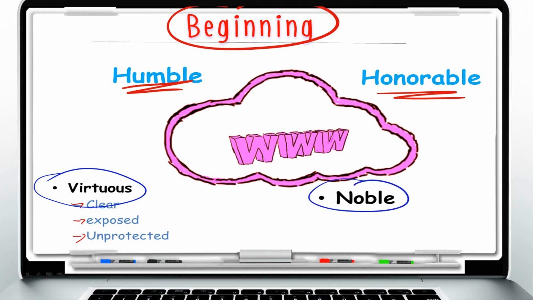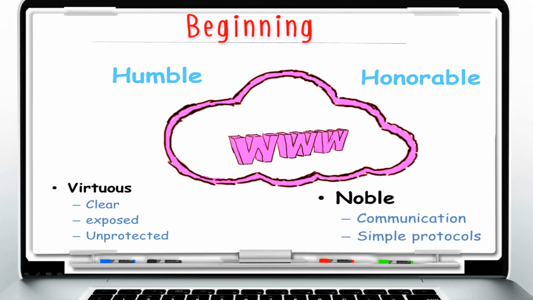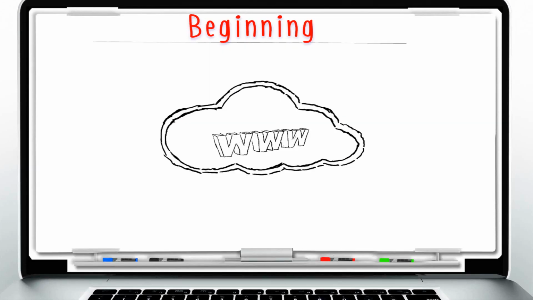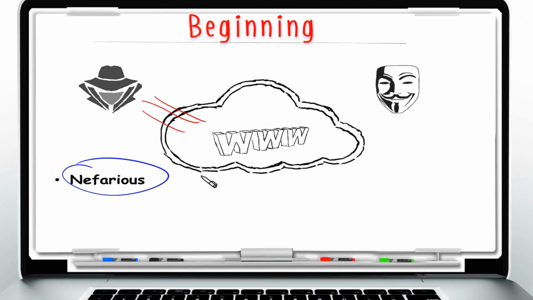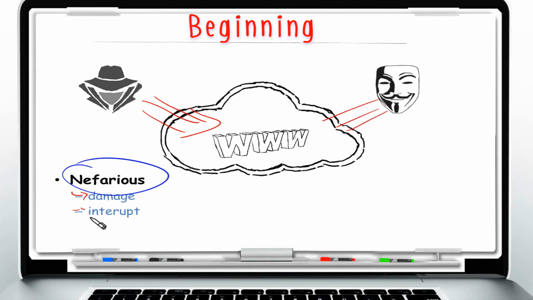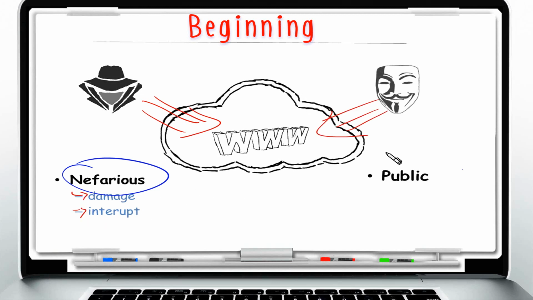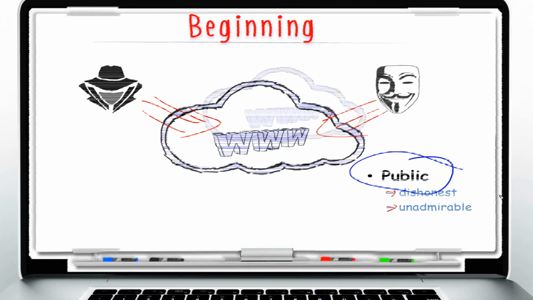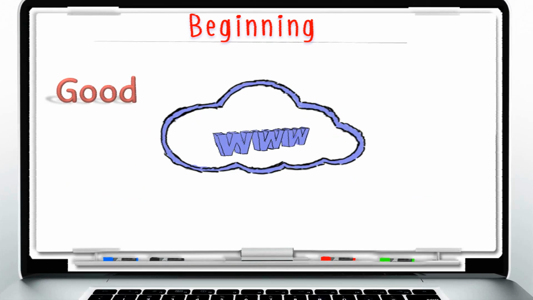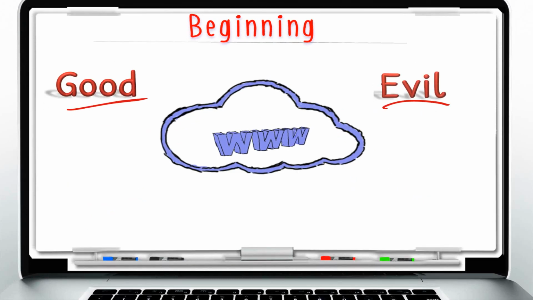It was used mostly for various methods of communication using very simplistic protocols. But as the internet grew larger, there started to be nefarious interests on the internet, lurking and observing, either to cause damage or interrupt the daily workflow. After all, it was a public infrastructure, and their motives were not always honest and admirable. And even today, the internet can be used for good or for evil.